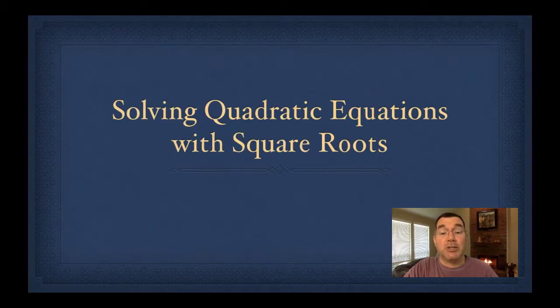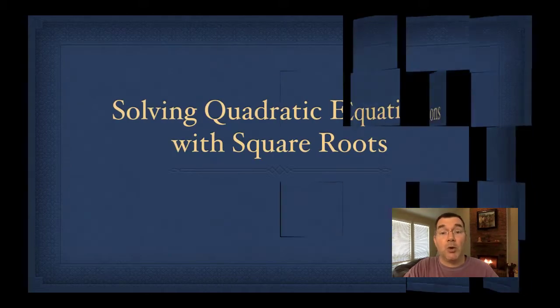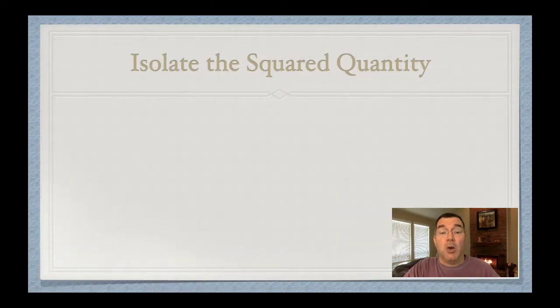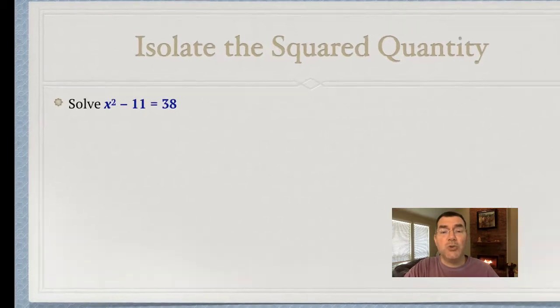Hello again. We are continuing our discussion of solving quadratic equations, and we're going to talk about a different strategy today, which is using square roots to solve those quadratic equations. The goal here is to isolate whatever is being squared on one side of the equal sign and put everything else, no matter how messy, on the other side of the equal sign. So let's go through some examples.